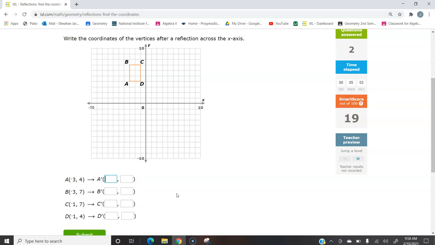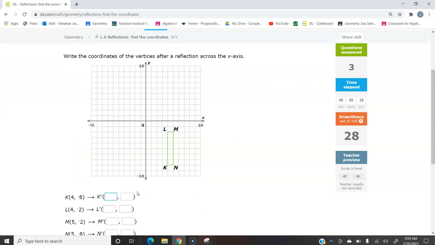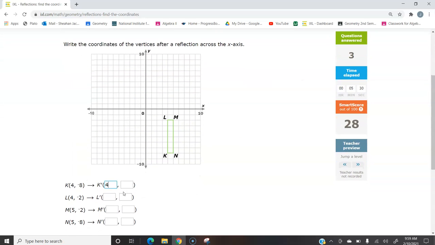Let's go ahead and just type this one in real quick. X will stay the same. Y's will change signs. Let's double check it. All my x's are the same. Negative 3, negative 3, negative 1, negative 1. All my y's have changed. Negative 4, negative 7, negative 7, negative 4. Perfect. Okay, let's just keep going. X's stay the same. Y's change sign, so instead of negative, they will be positive now.